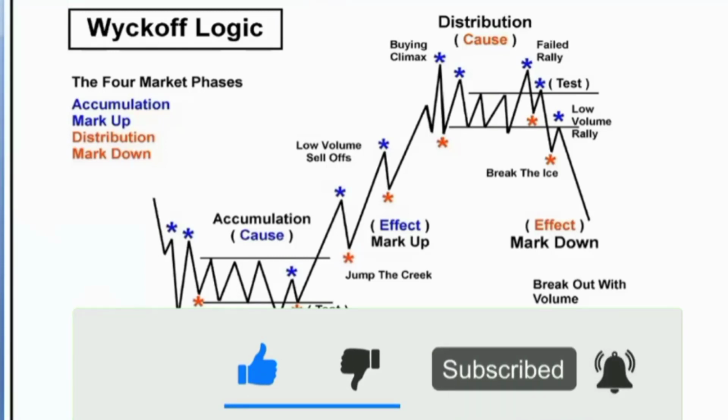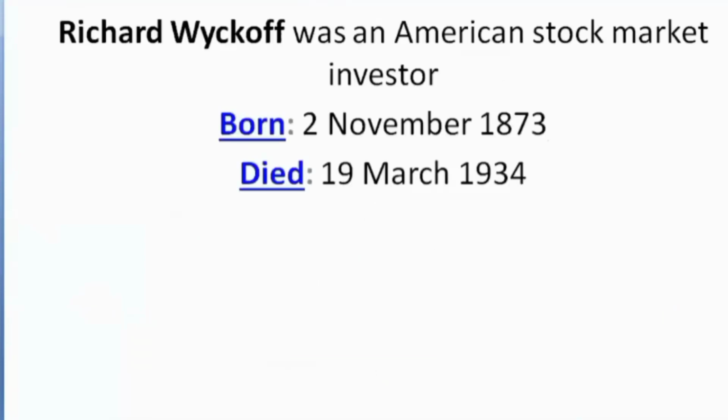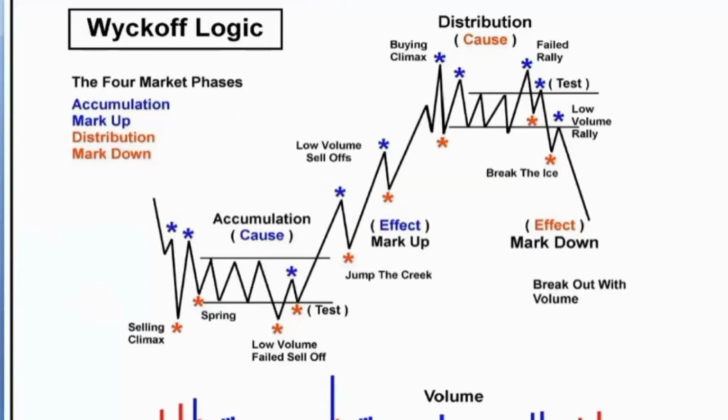Well, Wyckoff was a stock trader born on 2nd November 1873. His full name is Richard Wyckoff. Although he's late, he died on 19th March 1934. So Wyckoff basically looks at the chart in four phases: the accumulation phase, the markup phase, the distribution phase, and the markdown phase. The accumulation phase is basically what gives the momentum for the markup phase. After the markup phase, it will lead to what is called the distribution phase. After the distribution phase, it's going to lead into the markdown phase.